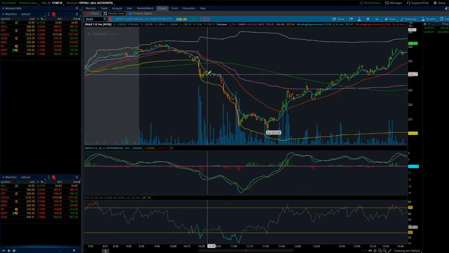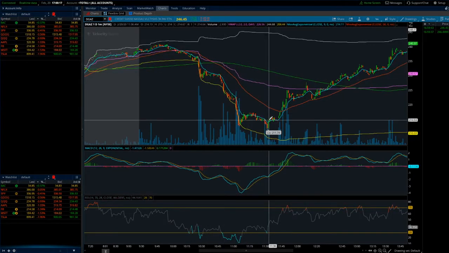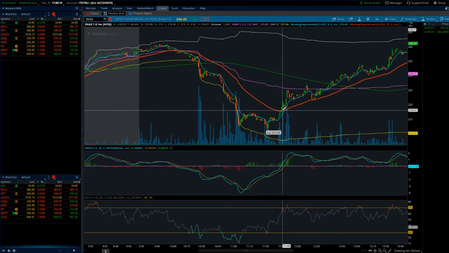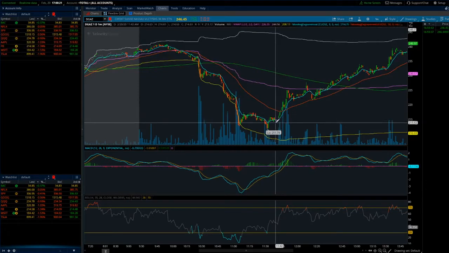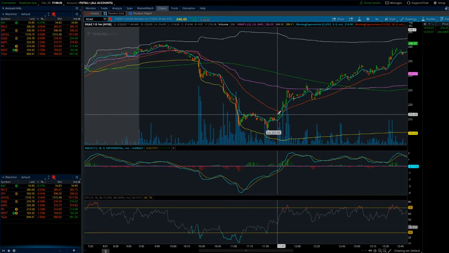Averaging up would basically be the opposite. If you bought shares here and then it went up some right here and you bought more, now your average price is higher than your initial purchase. So that's really what I want to talk about here, and really just give you guys the main tip that you probably do not want to average down.